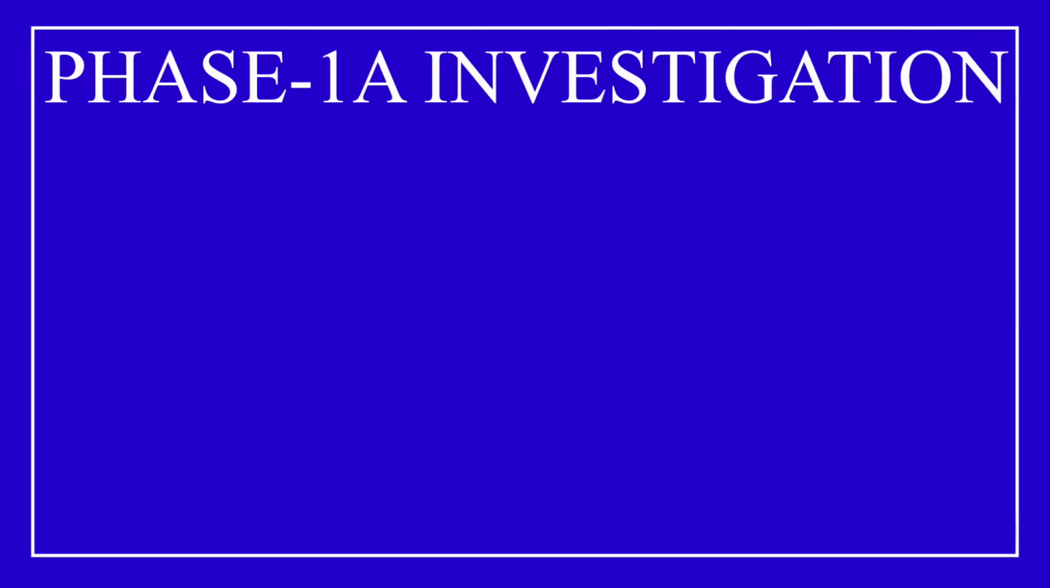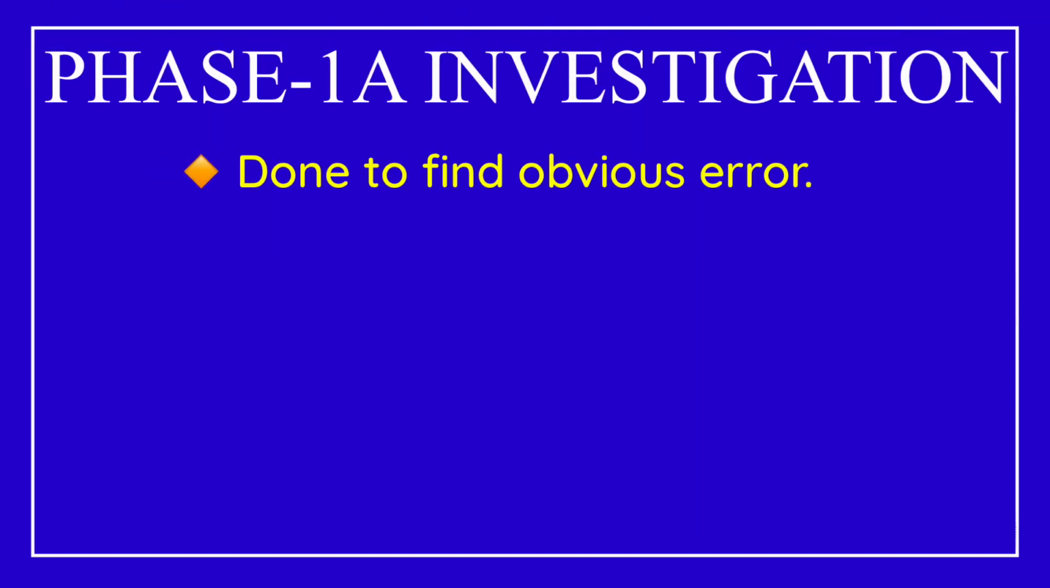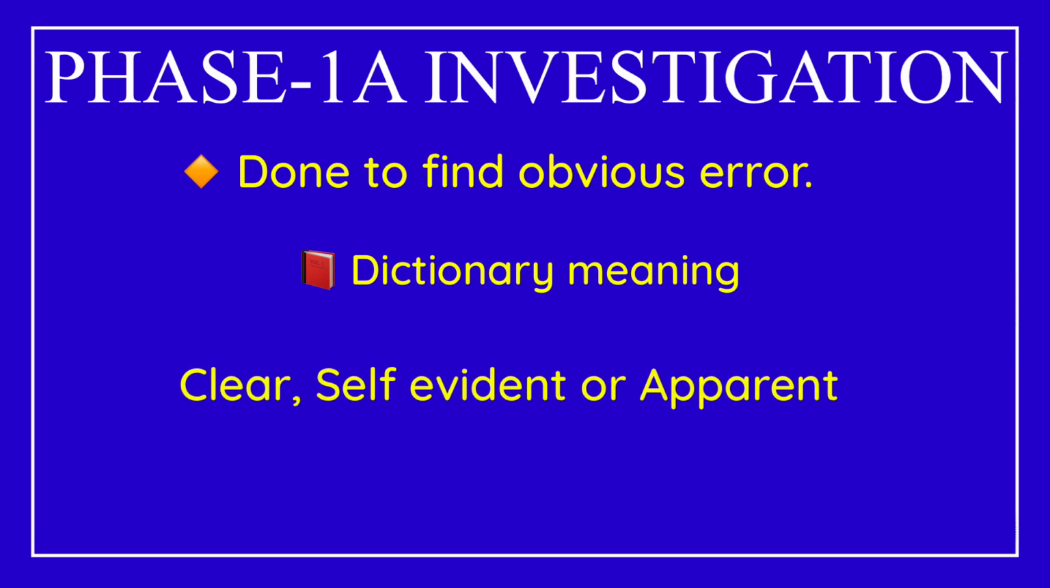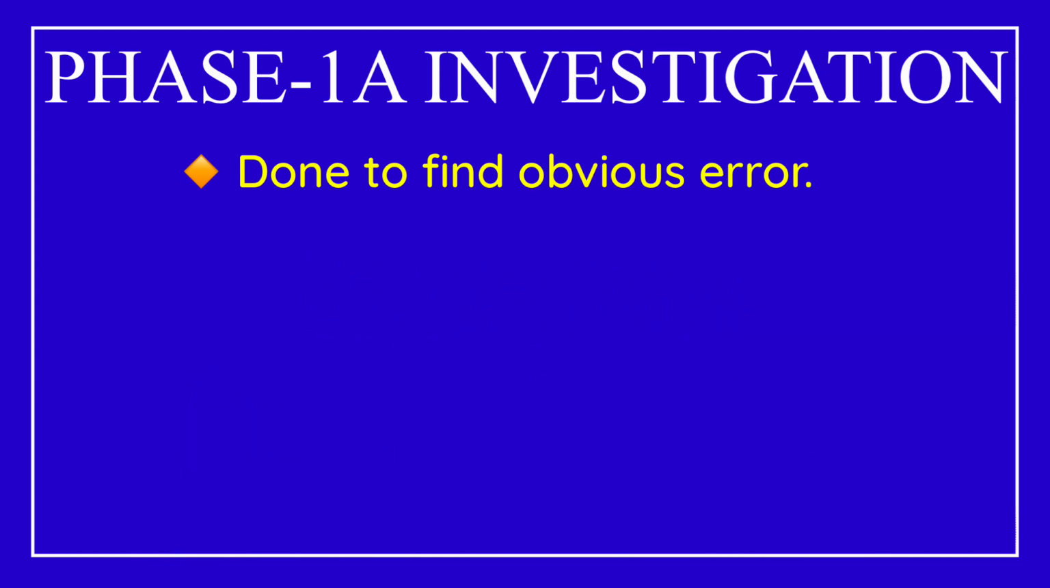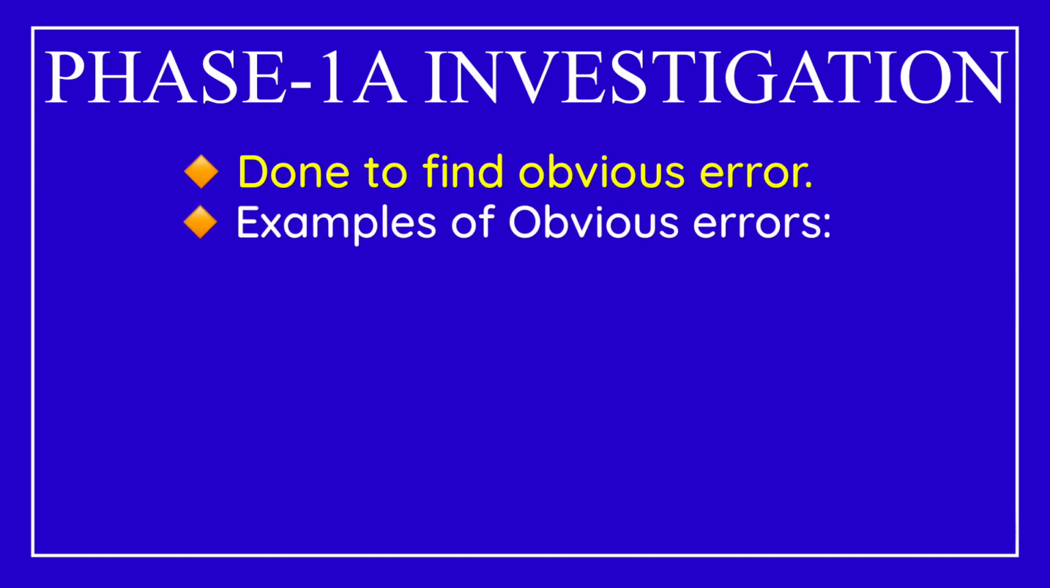Phase 1A investigation is done to find out the obvious error for the OOS. Now the question arises, what is an obvious error? To understand the obvious error, you should first know the dictionary meaning of the word obvious. The dictionary meaning of obvious is clear, self-evident or apparent. Therefore, obvious error means a clear evidence. Now let us see the examples of the obvious errors which are given in the MHRA guideline. In the MHRA guideline, a total of 5 examples of obvious errors are given.